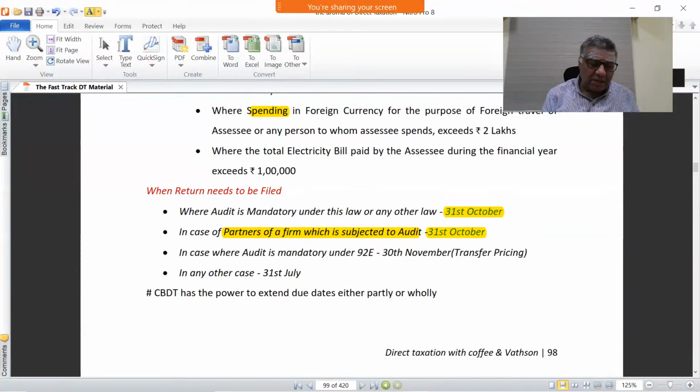The CBDT has the power to extend the due dates, either partly or wholly. Whole of India, part of India, any particular area, any particular category of assessee, even for one assessee, CBDT can extend. The word partly can boil down to such an extent.